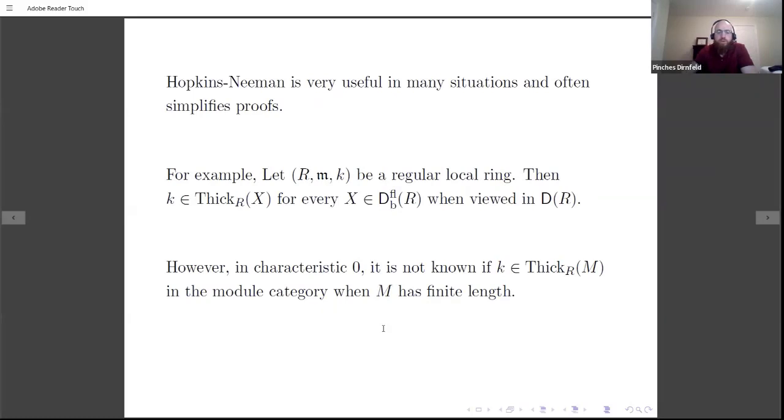So I'm going to use an analog, or a partial analog, of Hopkins and Neeman to prove the implication A implies B.